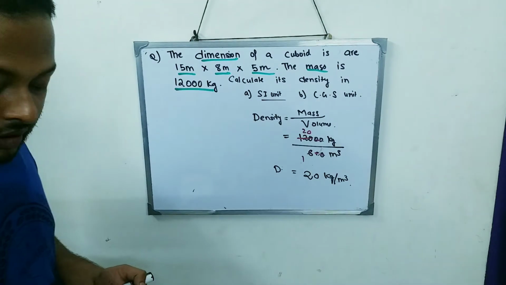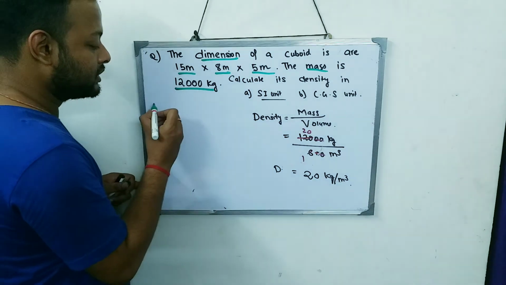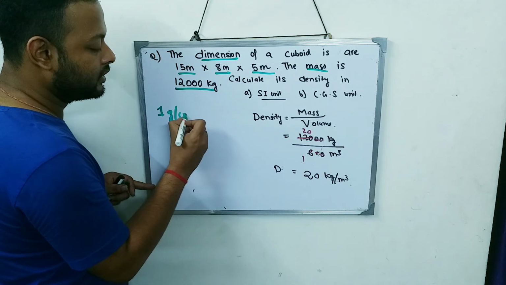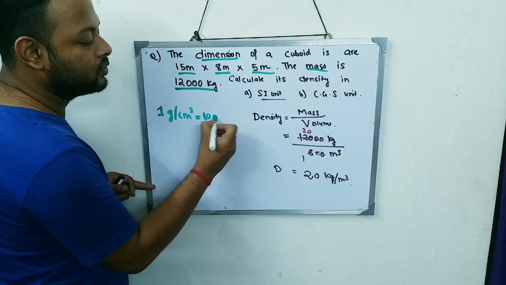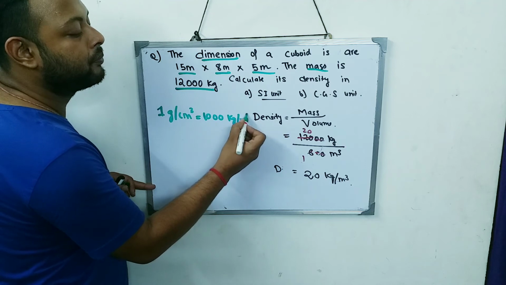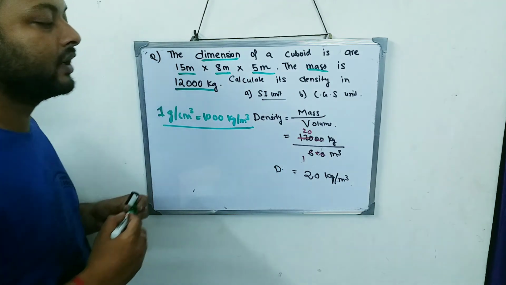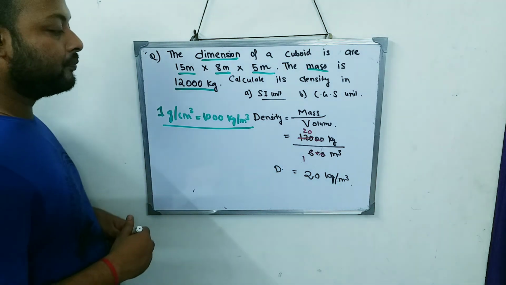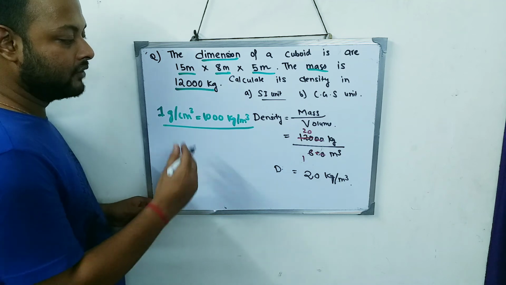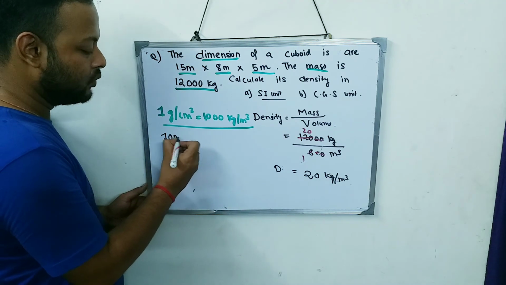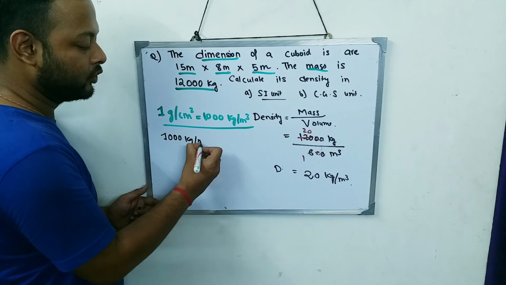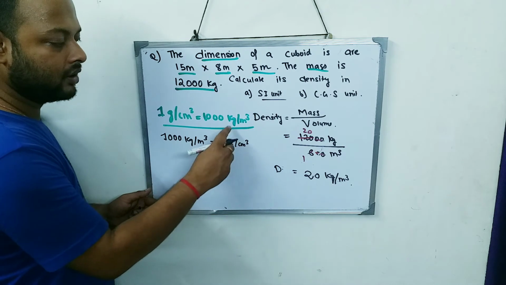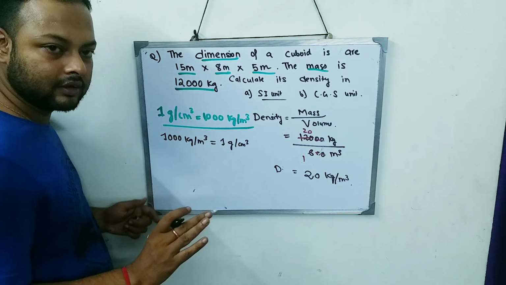It's quite simple. So how am I supposed to do that? I use that formula. You remember that formula? I told you it is very important. 1 gram per centimeter cube is equal to 1000 kg per meter cube. This formula is very, very important. I will use this formula to get to the answer. Now, I will write this formula the opposite way. 1000 kg per meter cube is equal to 1 gram per centimeter cube. Just left to right and right to left I have done.